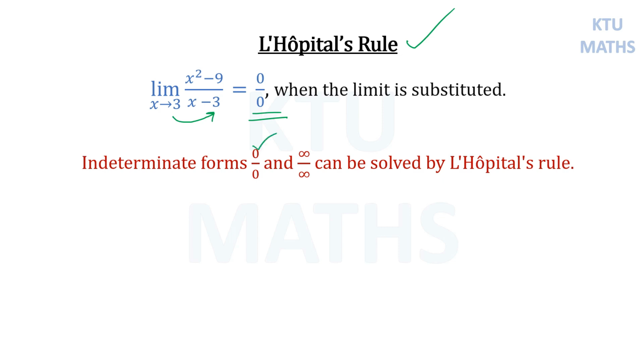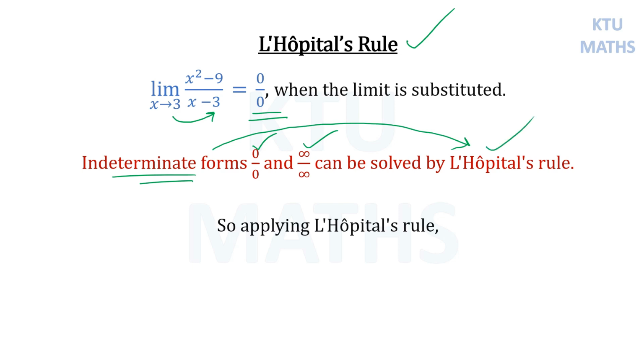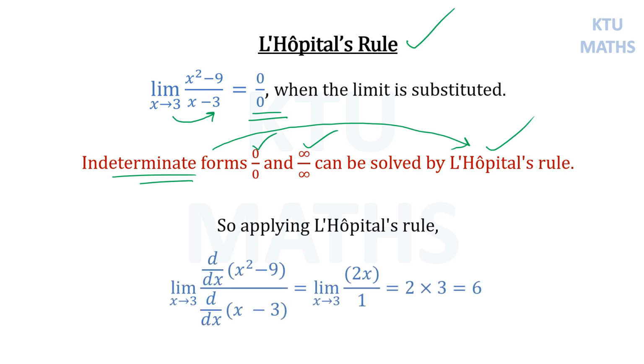And we know that 0 by 0 and infinity by infinity are called indeterminate forms, and this can be very well solved by L'Hopital's rule. L'Hopital is the name of a mathematician. So we can apply L'Hopital's rule now. This is how we apply L'Hopital's rule. We have to differentiate both the numerator and the denominator with respect to the variable. Here it's x. We can differentiate it now, and after differentiation, we get this.